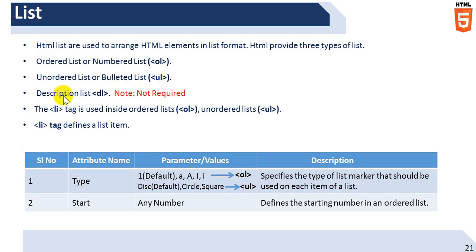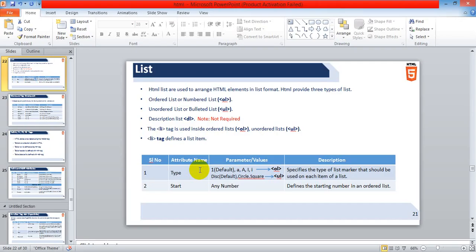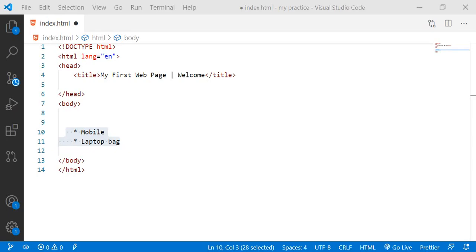Then something called the description list. Description list means what? DL. Not required here, but still I'll teach this, guys. The li tag is used inside the ordered list and unordered list. We use the li tag inside both the unordered list as well as the ordered list. The li tag defines a list item. Li means what? List item. And these are the attributes, later you can see. Let me go to my source file here.